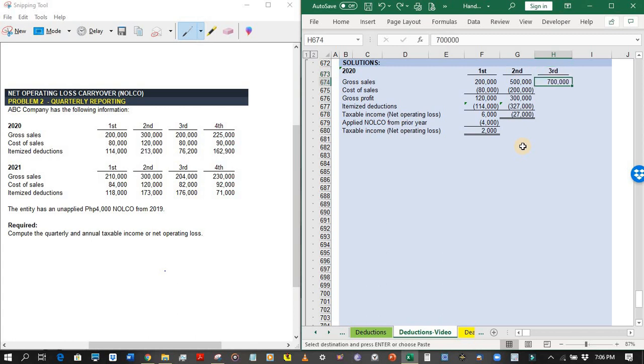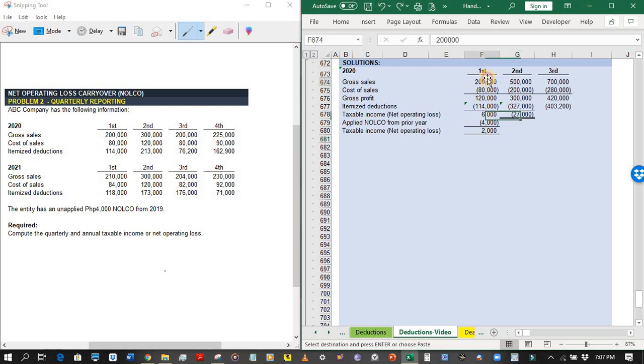Then for the cost of sales, the 9 months worth of cost of sales is 280,000 pesos, and the gross profit during the 9-month period is 420,000 pesos. And for the itemized deductions, the 9-month worth of itemized deduction is 403,200. Again, always remember that we are reporting on a cumulative basis.